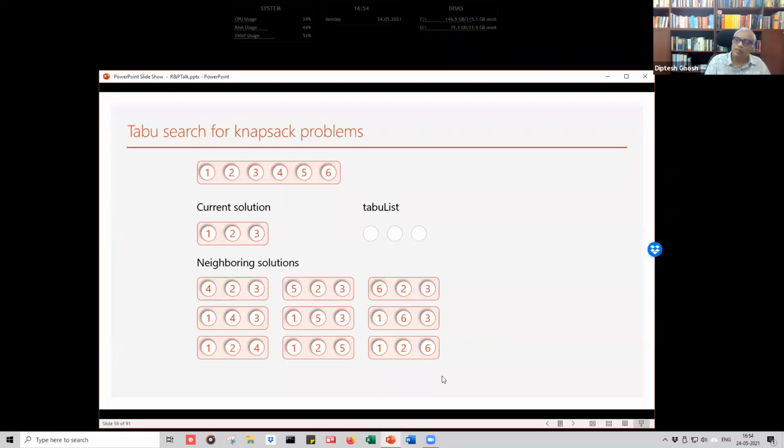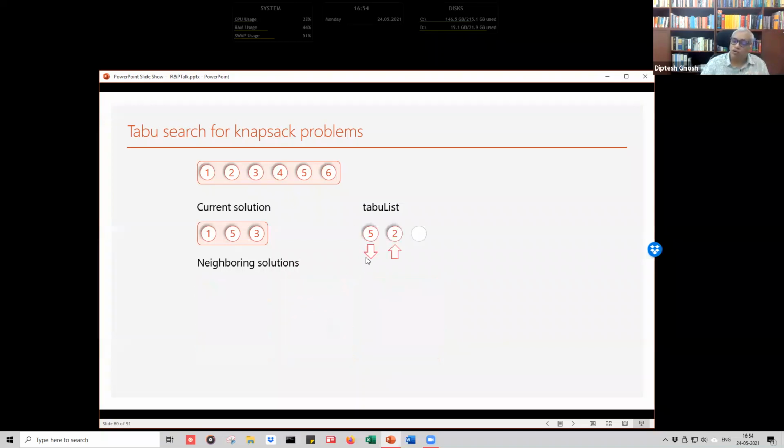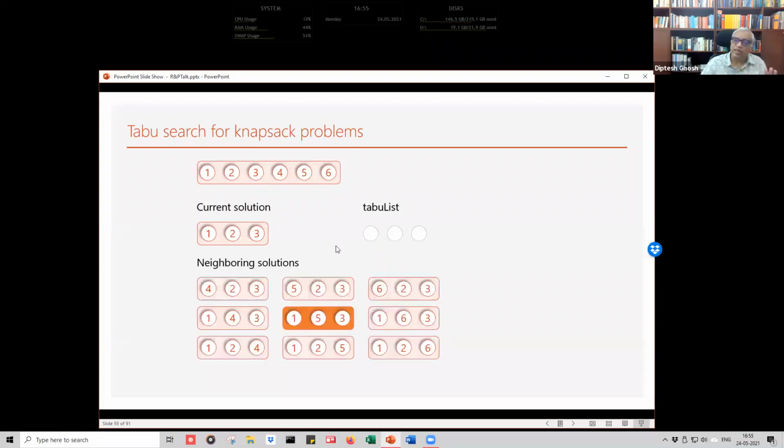Once I look at these neighboring solutions, I can find out which is the best neighbor among them. The best neighbor is, let us suppose, this solution. So from this current solution, I will move to this solution. How did I reach this solution from the current solution? By throwing out 2 and bringing in 5. So in my taboo list, I will not allow 5 to be thrown out, and I will not allow 2 to be brought in. These 2 are taboo moves, because that is precisely how I reached my solution 1, 5, 3 from my current solution 1, 2, 3.